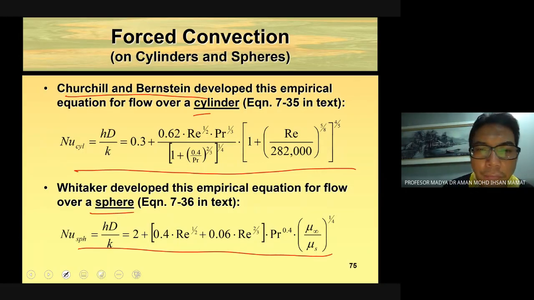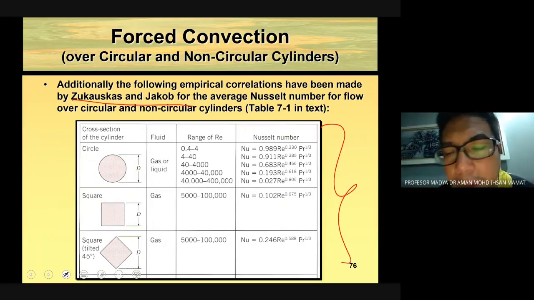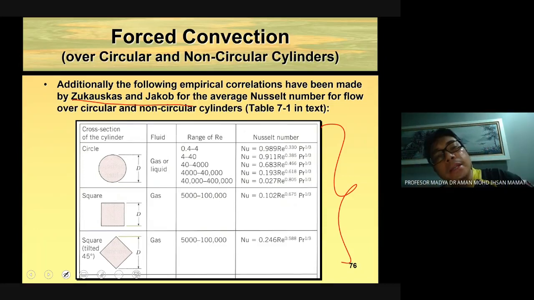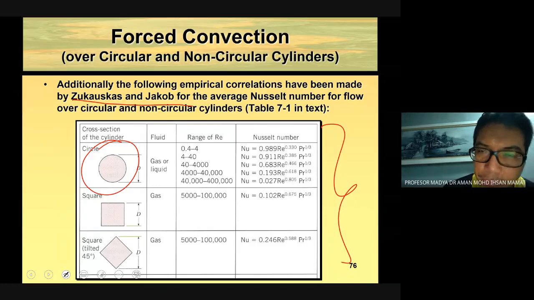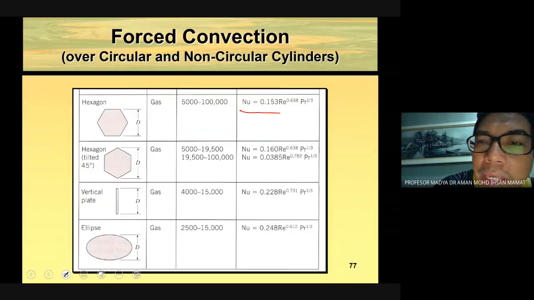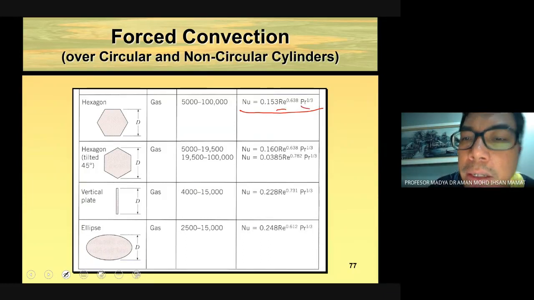For the cylinder, Jakob and others also developed another empirical correlation. They conducted the experimental testing and developed the empirical correlation from the experiment. So this is what they have for the cross-flow cylinder, circle, and square for the conduit, and then tilted conduit. From here you can see that this is a correlation between the Nusselt number with the Reynolds number and the Prandtl number.